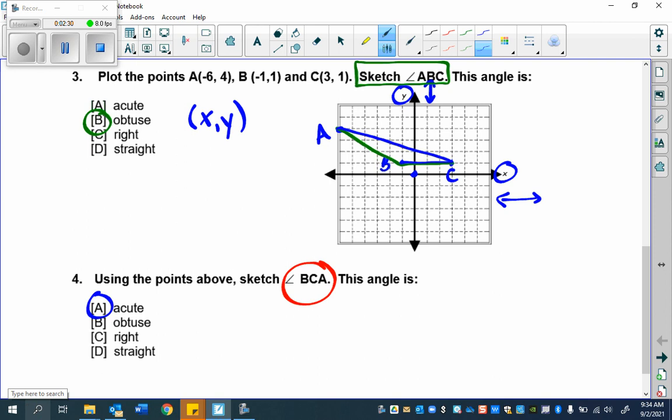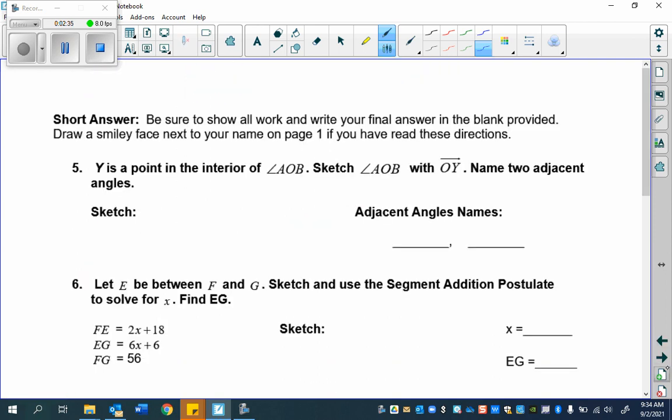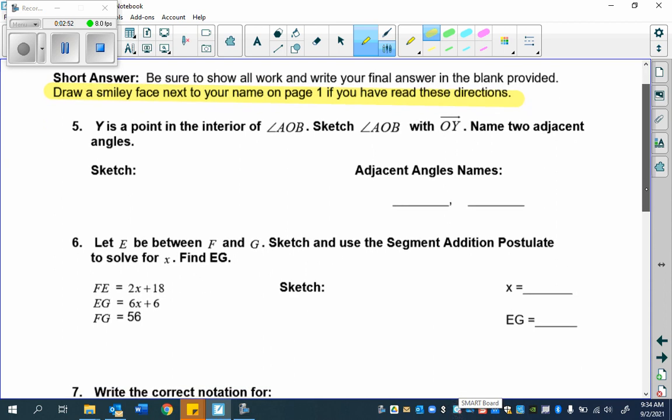So carefully look back at where you struggled and see what questions you might have for next class. All right, be sure to show your work and write your final answer in the blank provided. Oh, draw a smiley face next to your name on page 1 if you have read those directions. So many of you read the directions, which I was so excited to see.